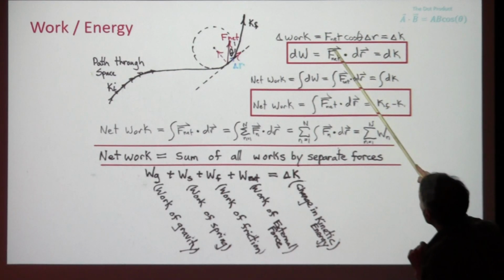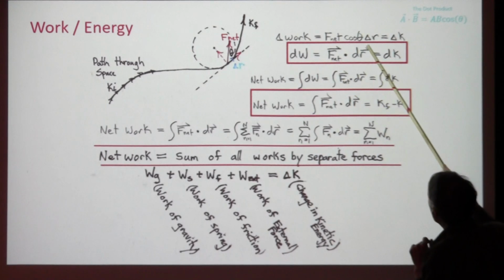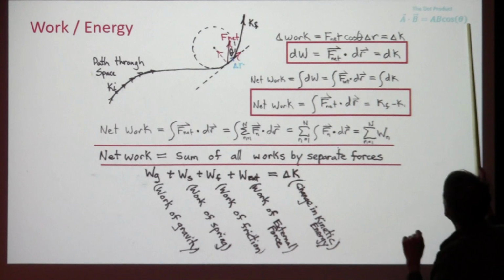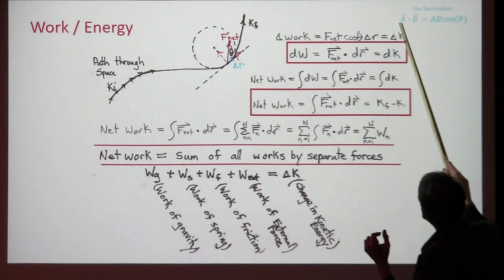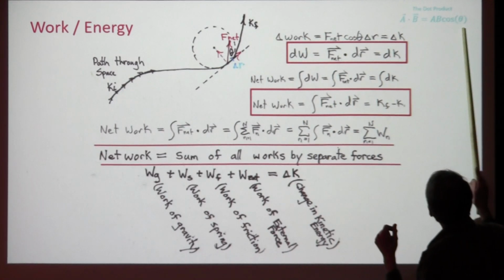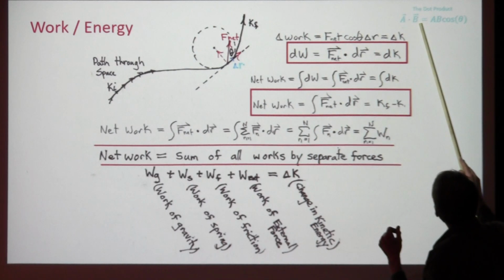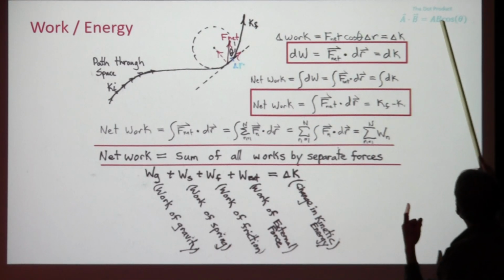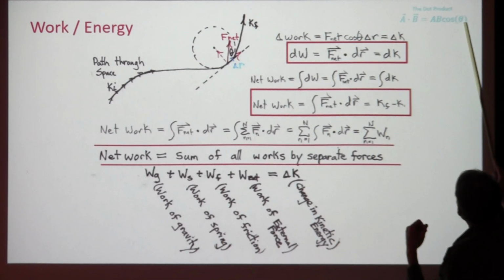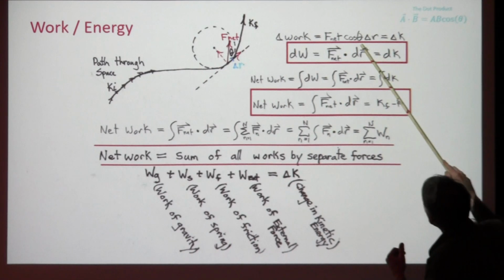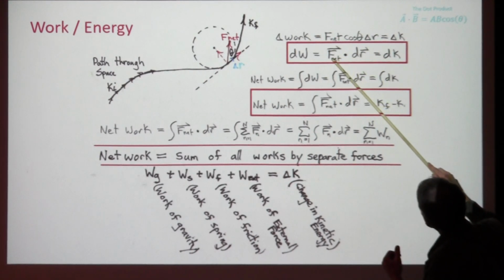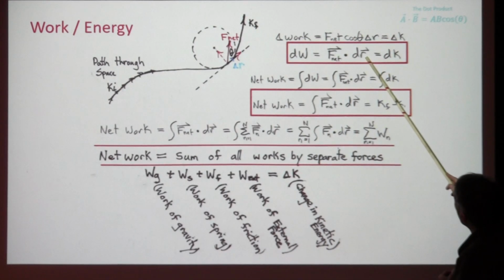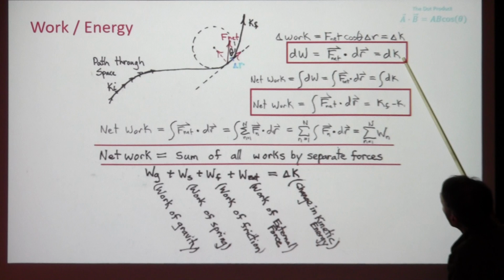And we can use a formalism with math, that is the dot product. You've maybe seen it before in math. In general, our dot product A dotted with B, these are vectors, is equal to the magnitude of A times the magnitude of B times the cosine of the angle between them. So instead of that cosine, I can write this as F dot dr, and that's going to equal our change in kinetic energy.